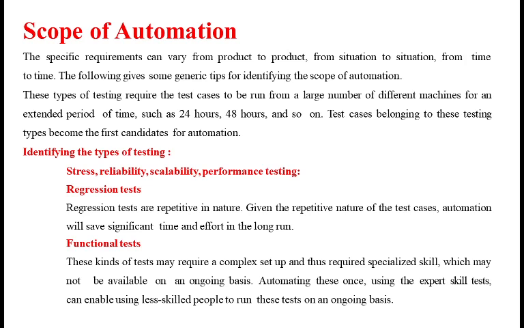So automation requirements define what needs to be automated, looking into various aspects. Specific requirements can vary from product to product, situation to situation, time to time. The scope of automation can be classified and identified by the following.